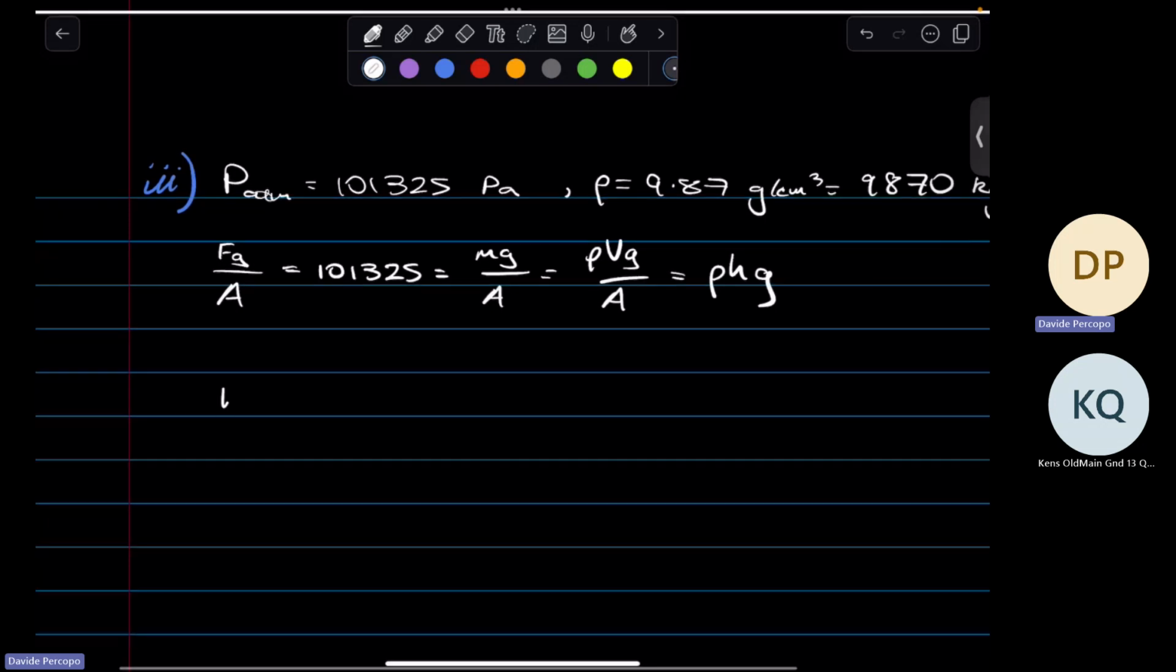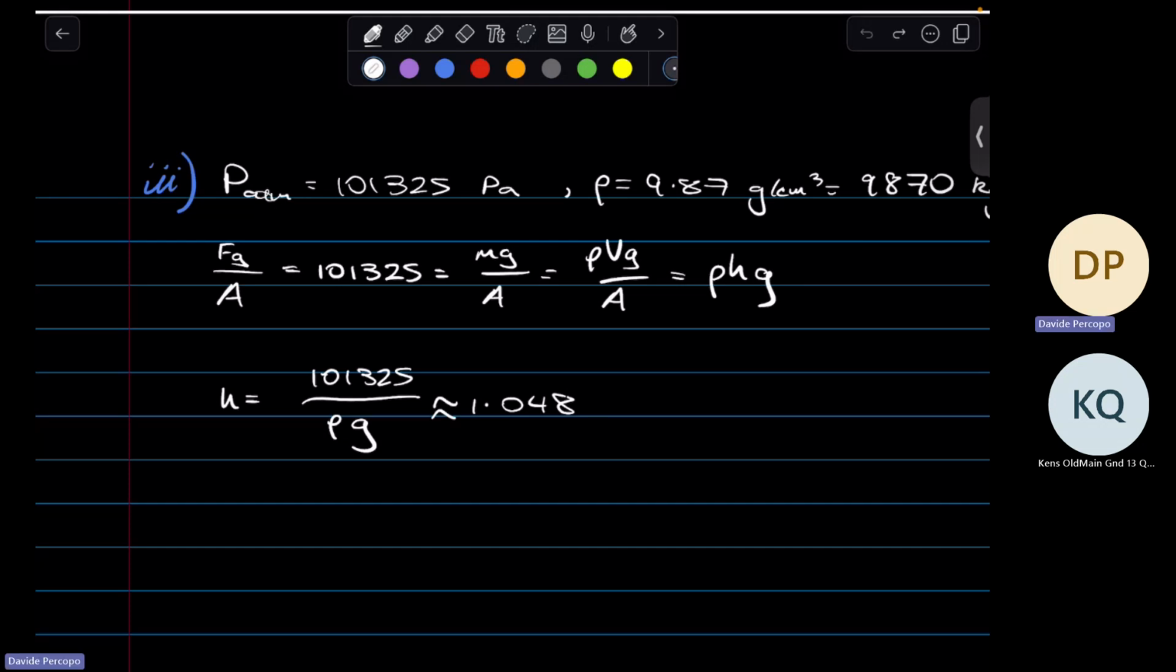Now, rearranging, H is equal to 101,325 on rho G. And according to my calculations here, it's 1.048, which kind of makes sense because it's less pressure. Is that making sense? Yes? Cool.